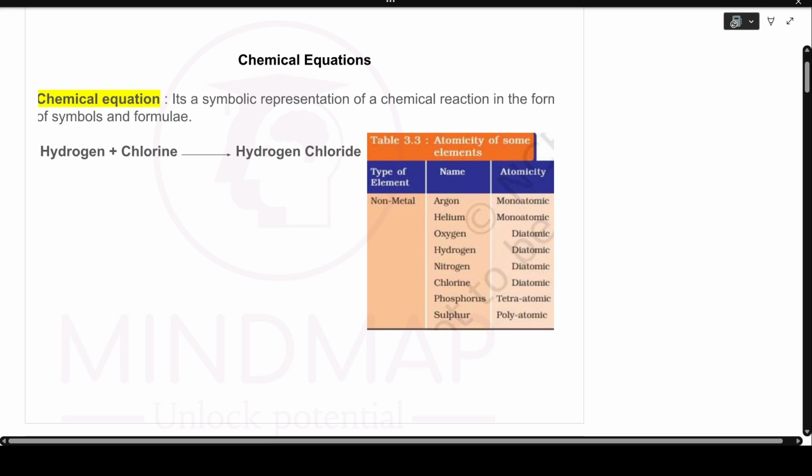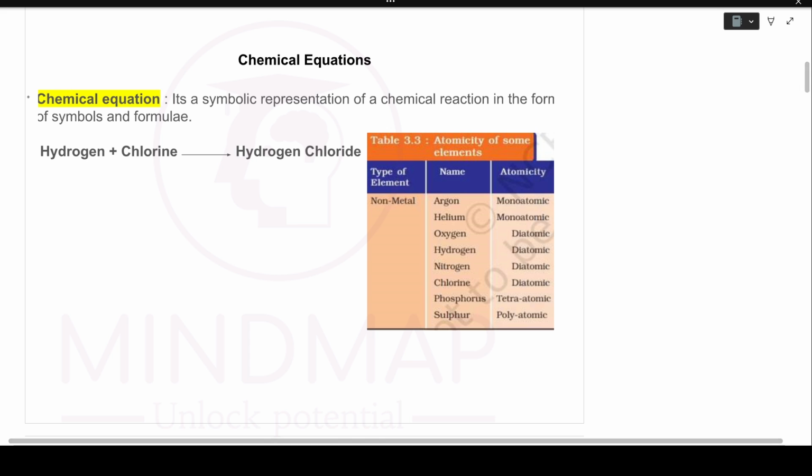In today's video, we will learn to write balanced chemical equations. So what is a chemical equation? It is the symbolic representation of a chemical reaction. For example, here a chemical reaction is given: hydrogen plus chlorine gives hydrogen chloride.